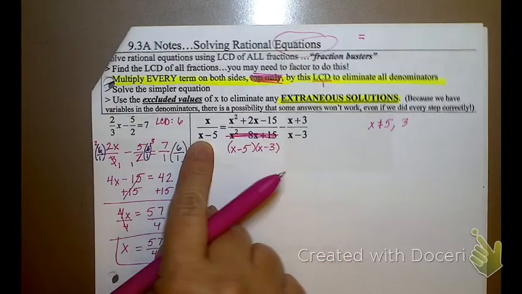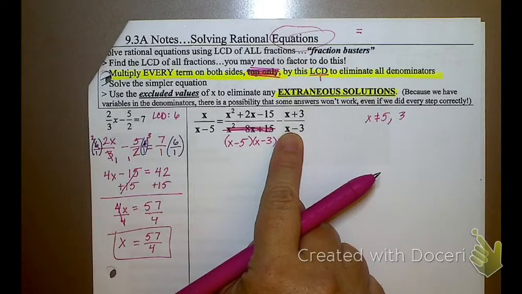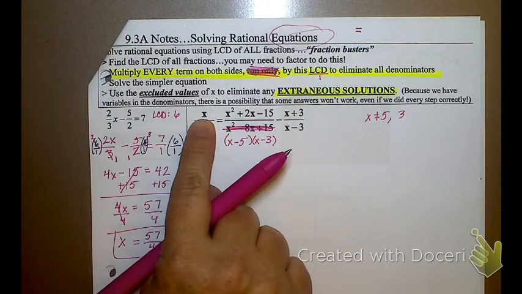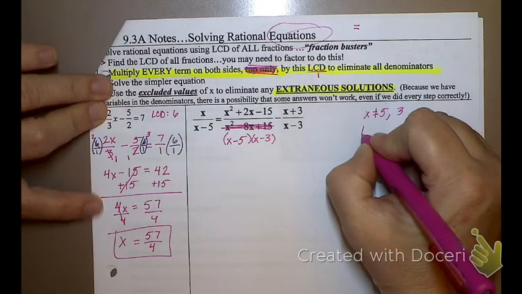Because 0 minus 5 isn't 0. 0 minus 3 isn't 0. I'm thinking about the numerator. I'm sorry. Gotcha. Numerator we don't worry about that. Okay. So, what is my LCD?